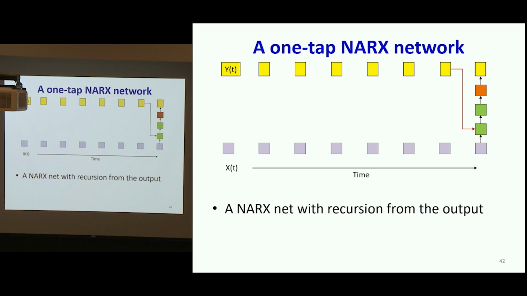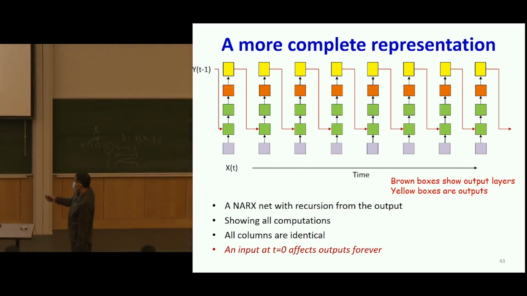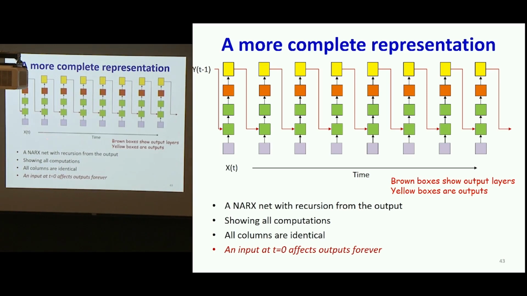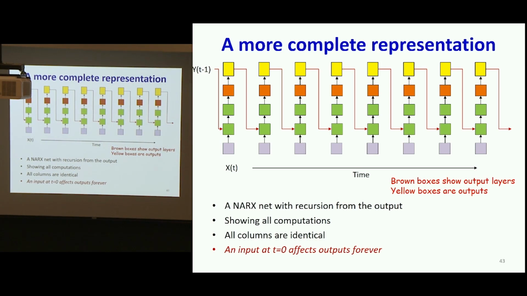To see this, it helps to see the entire set of computations that happened. So this is showing you every single computation. At time t, the network worked on this input and the previous output. At time t plus 1, the same network worked on this input and the previous output, correct? And this kept happening. Now you can see how an input at any time influences the output forever. You just have to follow the arrows.